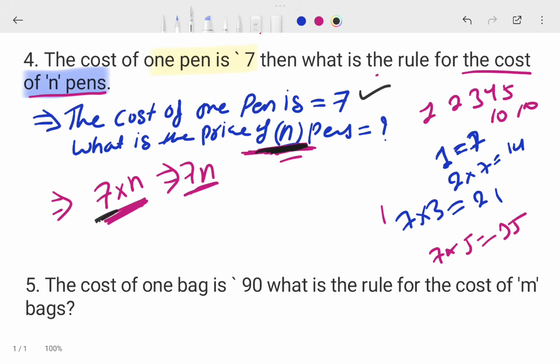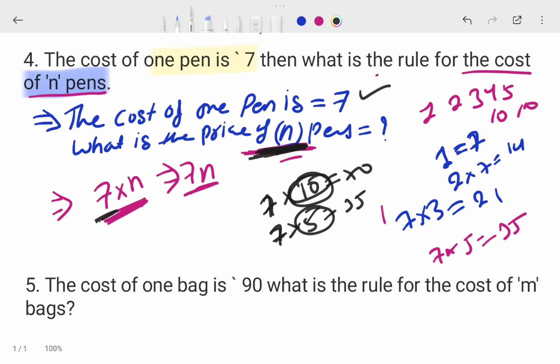But suppose you need them, the price of 1 pen is 7. If you need 10 pens, then you will multiply 7 into 10, that's going to be 70. If you say the price of 1 pen is 7 rupees, then I need 5 pens, it is going to be 35 only. So that's why it is n here. How many pens you need, we don't know. You may need 10 pens, you may need 5 pens, but the price is the same, the price of 1 pen is 7 rupees only.